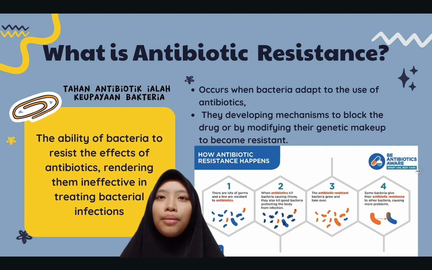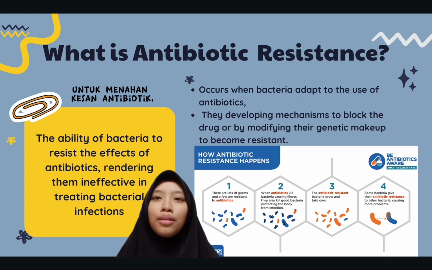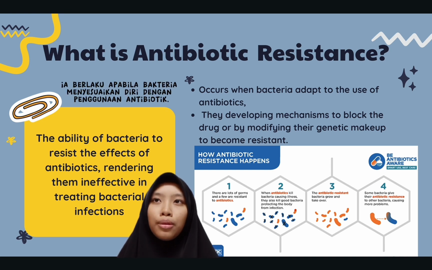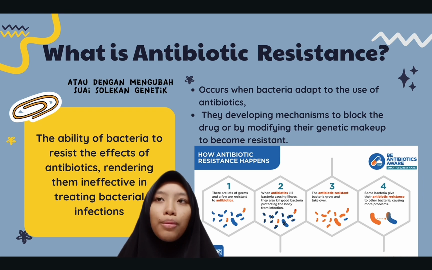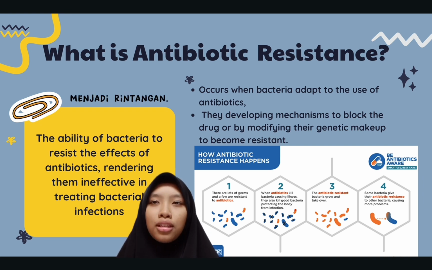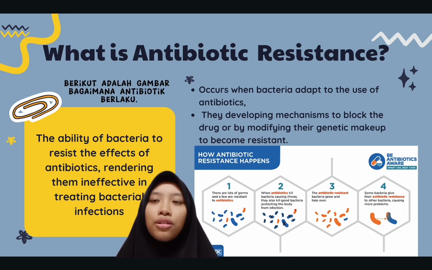Antibiotic resistance is the ability of bacteria to resist the effects of antibiotic, rendering them ineffective in treating bacterial infections. It occurs when bacteria adapt to the use of antibiotics. They develop a mechanism to block the drug or modify the genetic makeup to become resistant. Here is a picture of how antibiotic resistance happens.